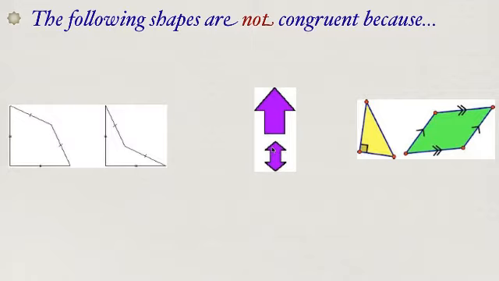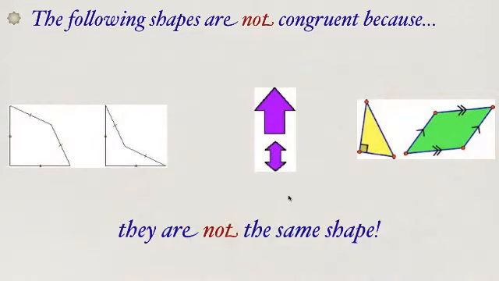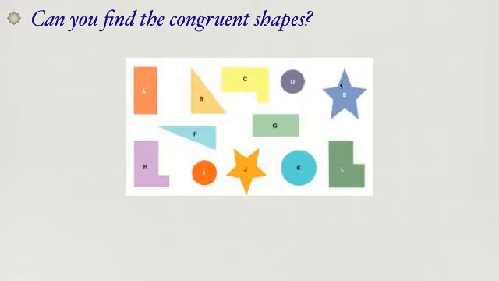These are both arrows, but they're not the same arrow. They're not exactly the same. I couldn't take this little purple one and move it on top of this one and have it land exactly on top of it. I couldn't do that. And the same with this. This is a triangle. This is a quadrilateral. So they don't have the same number of sides. So these are definitely not congruent because they're not the same shape.